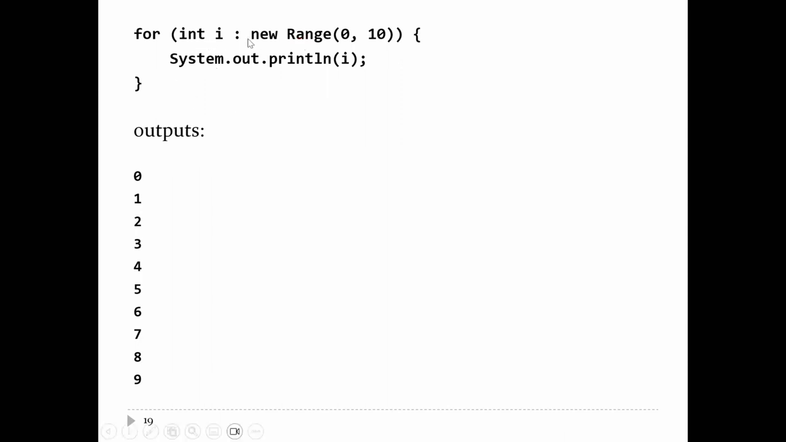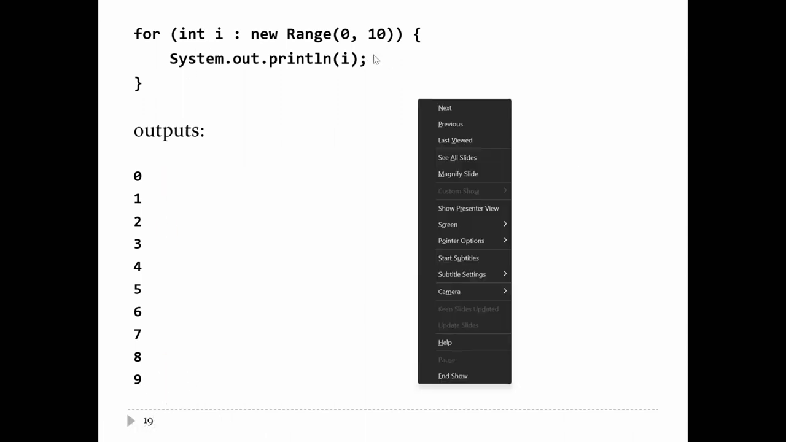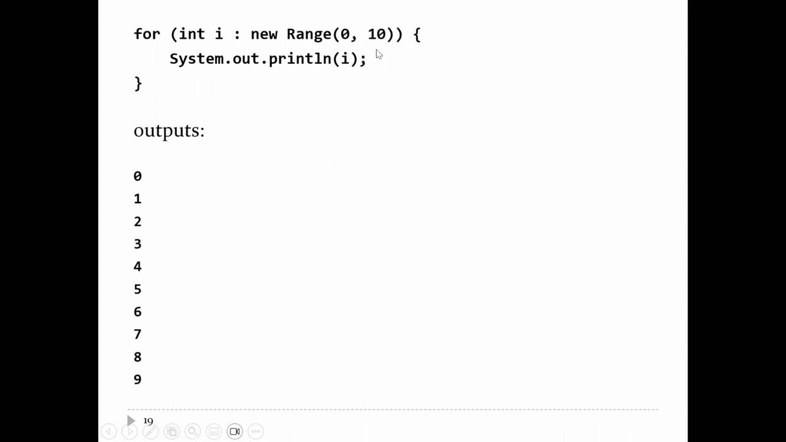So create a range object. The range object implements iterable, so you can write a for each loop using a range object. And now that prints out the sequence 0 through 9. And so there's your Python style for each loop. There's your Python style counting for each loop in Java.